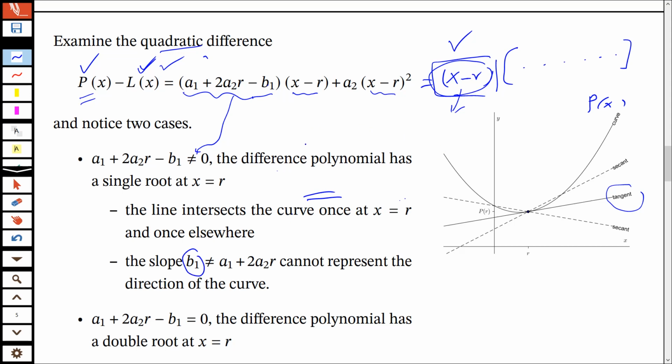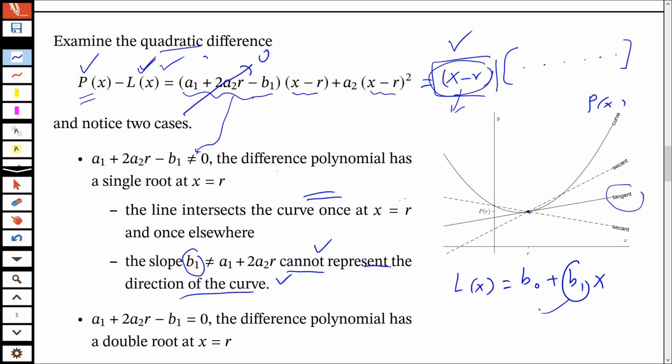b1 is the slope of our line. Our line had this form: b0 plus b1 x. b1 is the slope. The slope of this line, or of any other line which intersects the curve only once, cannot represent the true direction of the curve. It captures one aspect, the intersection, but it cannot capture the direction aspect. For that, let's investigate the other case where the coefficient is 0.